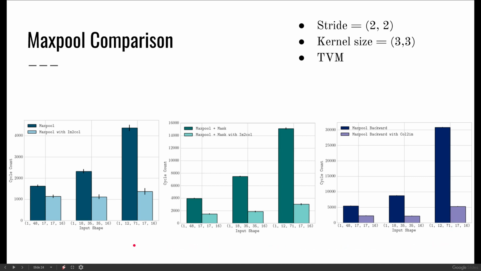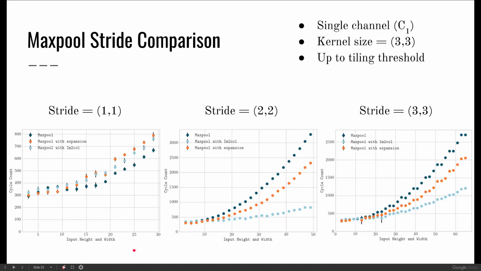And with Im2col, it's not as obvious why it's better, but the next example will make it a little bit easier. So here we have a much simpler comparison and a much simpler example. Again, the kernel size is 3 by 3, but now we're only changing the input height and width. The number of channels is always 1, and we're going up to the tiling threshold. So we're going as far as we can without doing any tiling of any sort. And so we're loading everything to the unified buffer, doing the operations we need there, and then going back to global memory.